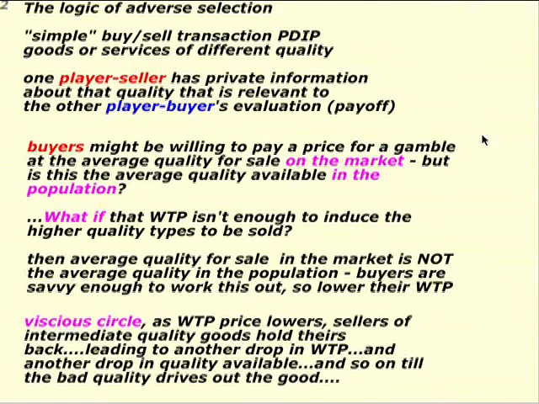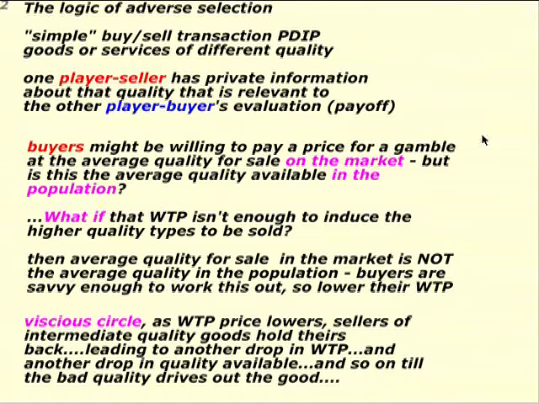So we've got these high quality guys, medium quality guys, and low quality guys. At first cut, the buyers are willing to pay some sort of average, but at that average, what happens to the high quality guys? They've got above average quality cars, or items, so they're going to withdraw them off the market.